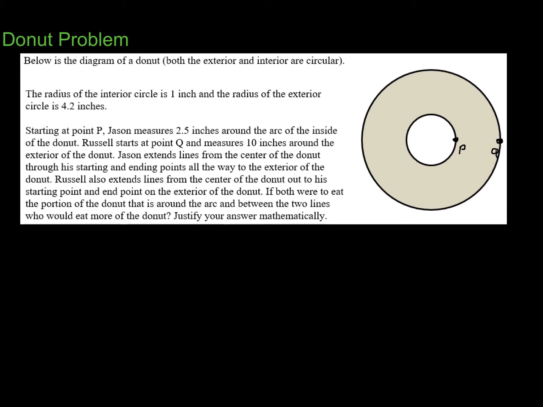All right, so here's the donut problem. We have a donut, the interior is circular and the exterior is circular. The radius of the interior circle is 1 inch, and the radius of the exterior circle is 4.2 inches. So of course the big hint here is that the interior circle is just a unit circle, and hopefully that will sort of clue you in to how you might attack this problem. But even if not, it should be pretty apparent if you simply follow the instructions, if you will, of what Jason and Russell each do, and if you diagram the donut correctly, you should be able to tell pretty easily how you can compare how much of the donut each eats.